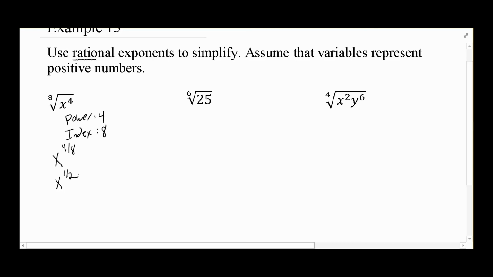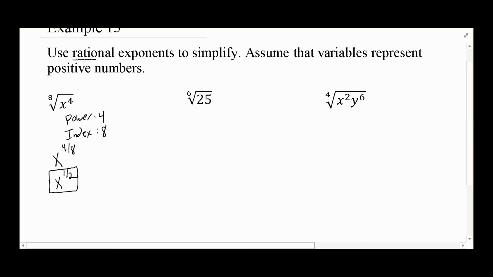4/8 simplifies down to 1/2. Now this is a little bit tricky on how we want to write our final answer, and this is why it's important to make these flashcards. In this problem here, the directions said use rational exponents to simplify. So our final answer should be rational exponents. So I'm going to leave my answer like this. Whereas we know this is equivalent to square root x, that's not what we were asked for. We weren't asked to rewrite this as a radical. We are told to use rational exponents, so it makes more sense to leave our answer as x to the 1/2.